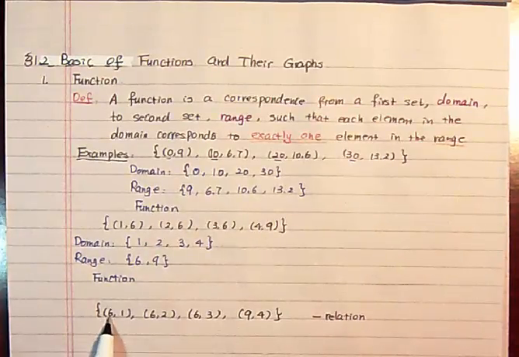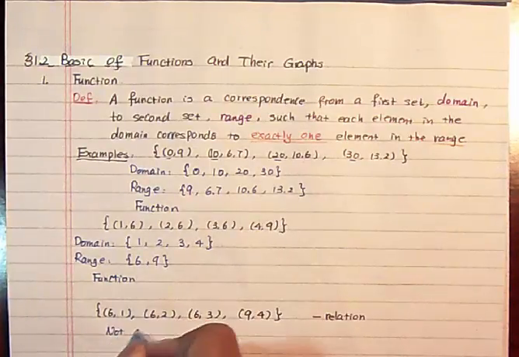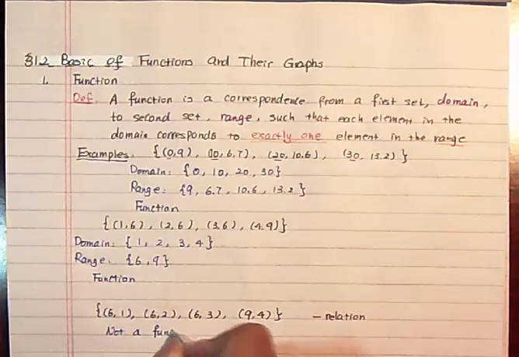6 is an input corresponding to 1. But wait a minute, 6 also corresponds to 2, and 6 corresponds to 3. So in this relationship, the input 6 has not only one element in the range, and therefore it is not a function. So that's functions as a set.